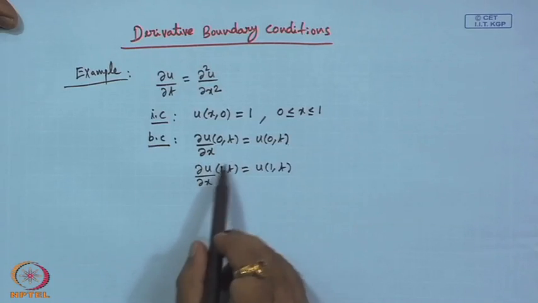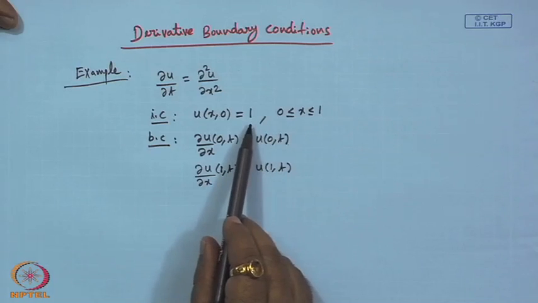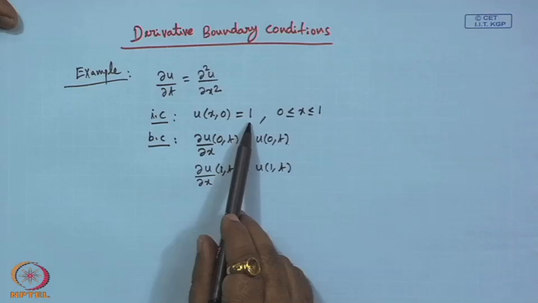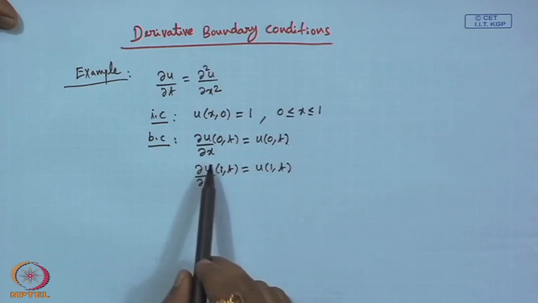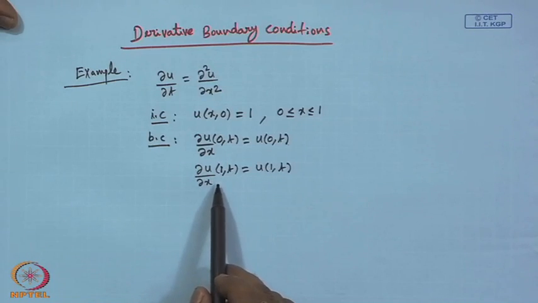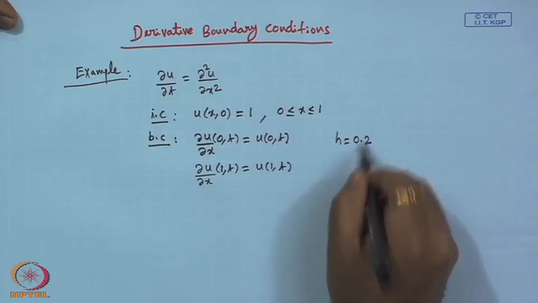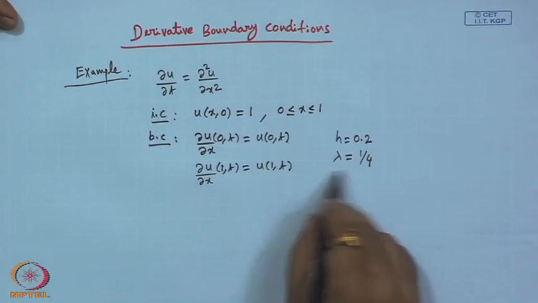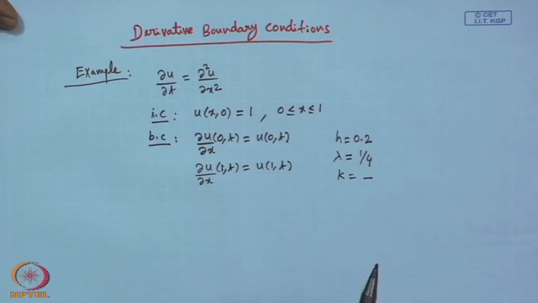So, there is a big difference, you have to observe this initial condition. Of course, this is non-homogeneous, it is not 0 here, you have a non-zero quantity. Further, instead of the function value, you have derivatives prescribed on the boundary, both at x equal to 0 and x equal to 1. So, let us say for this problem h is 0.2 and lambda is 1 by 4. So, accordingly we compute a k. So, you assume that we are solving for that time step.